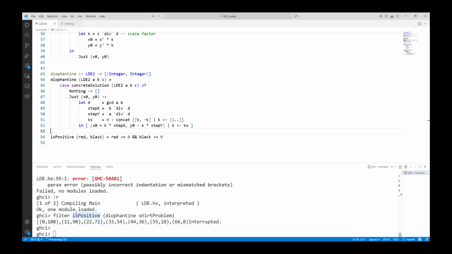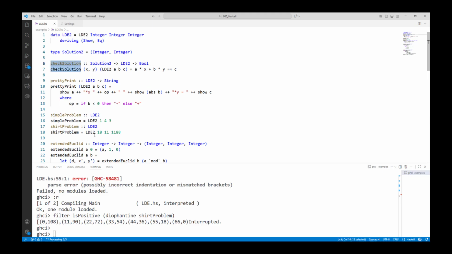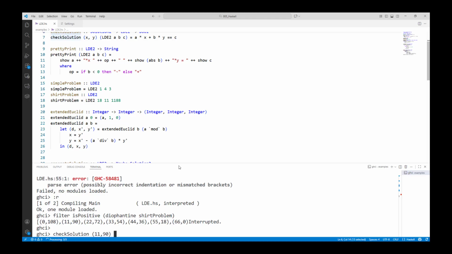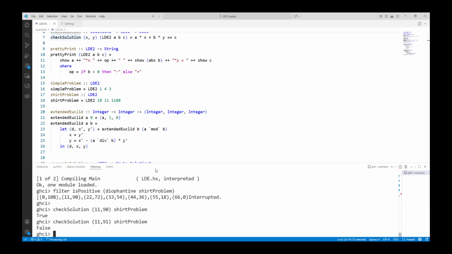But pretty much the idea is that we can buy, let's say, 0 and 108 shirts correspondingly, but these are all the values that we are interested in. Let's give it a try and check it. Check solution. Then we use 1190, and the problem is short problem. And it's true. And if we check it for the negative thing, yes, it is false. All these add exactly to 1188.